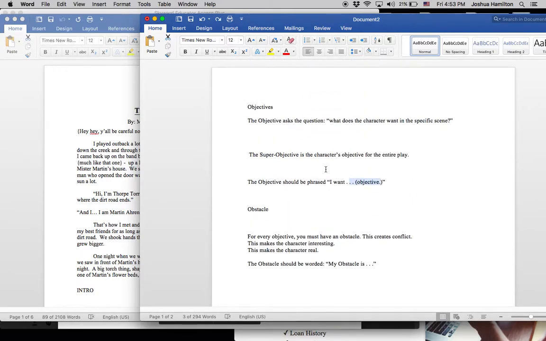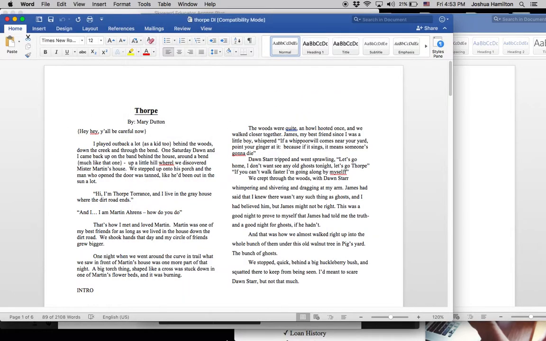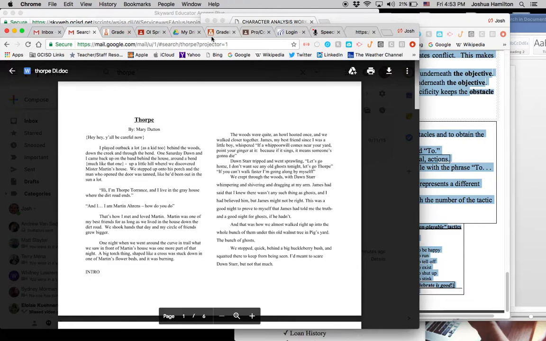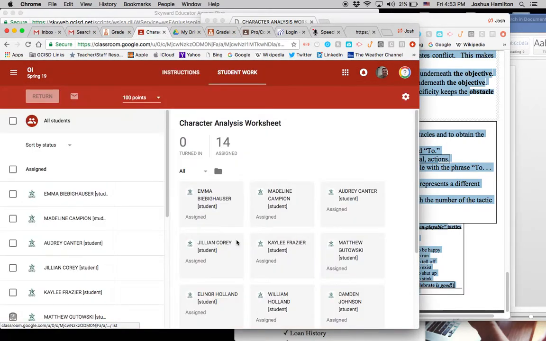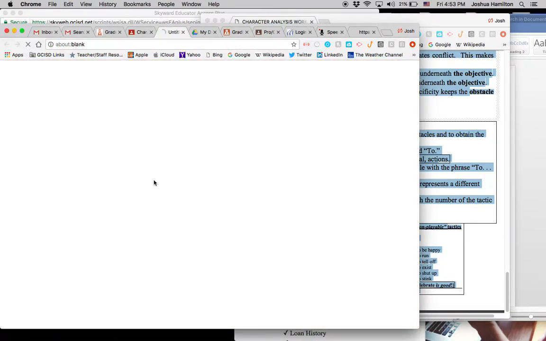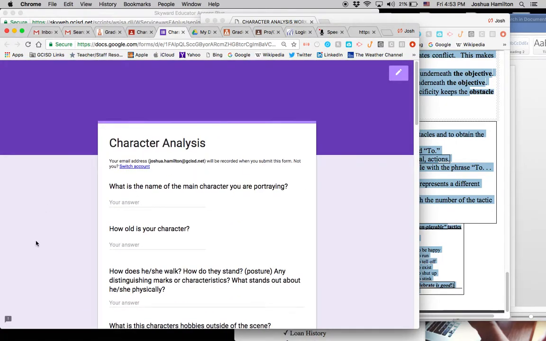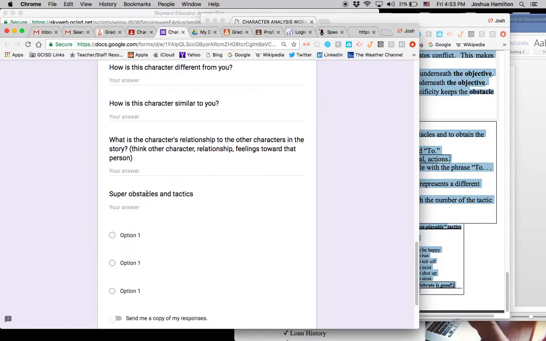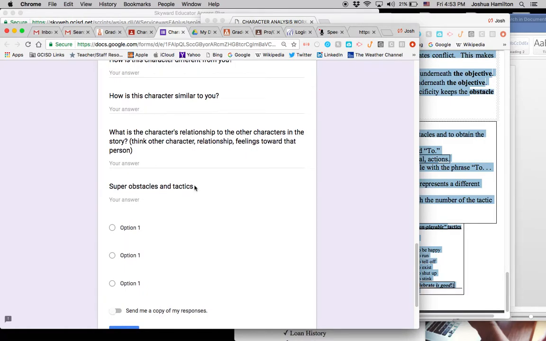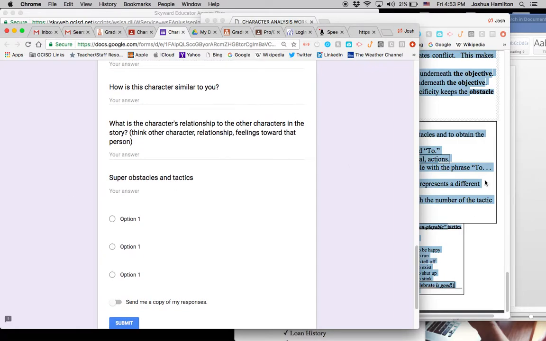Okay, so in the worksheet that is in Google Classroom, let's look at that together real quick. Boom. Character analysis worksheet. Okay, so in the character analysis worksheet, a lot of the stuff in the beginning you should be able to do, right? Name of your character, how old are they, blah, blah, blah. When you get down to super obstacles and tactics, don't worry about tactics. This really should be just your obstacles and super obstacles. So just kind of like what I did here. What is the obstacle? What are they facing?